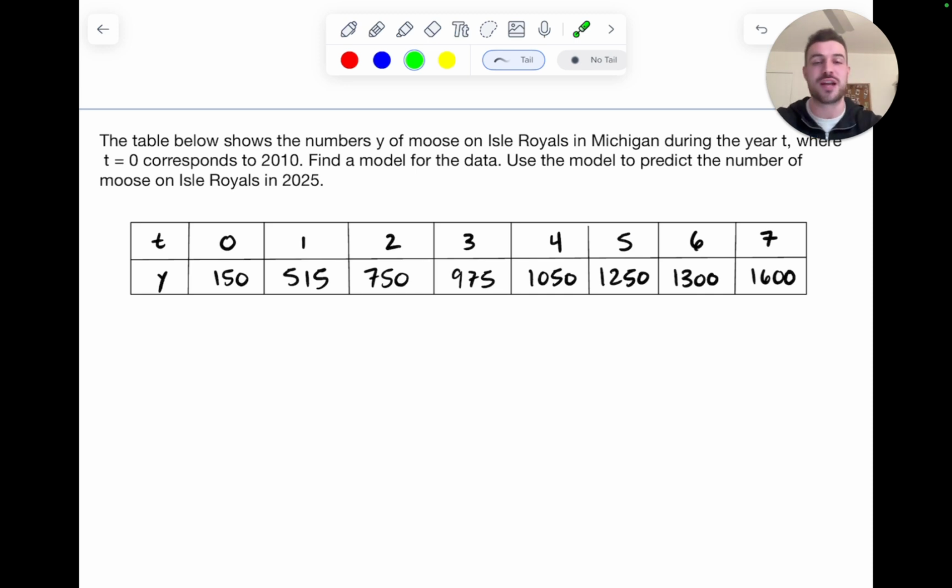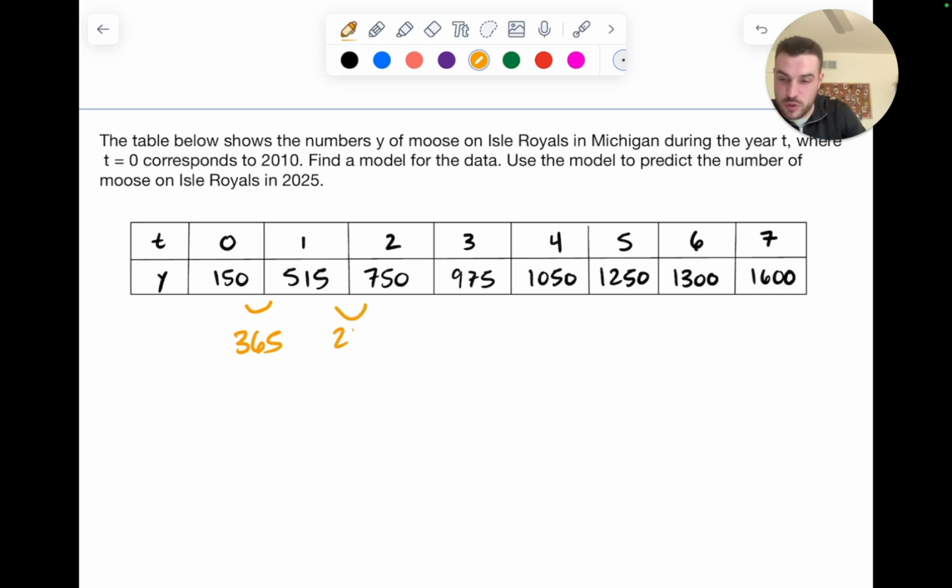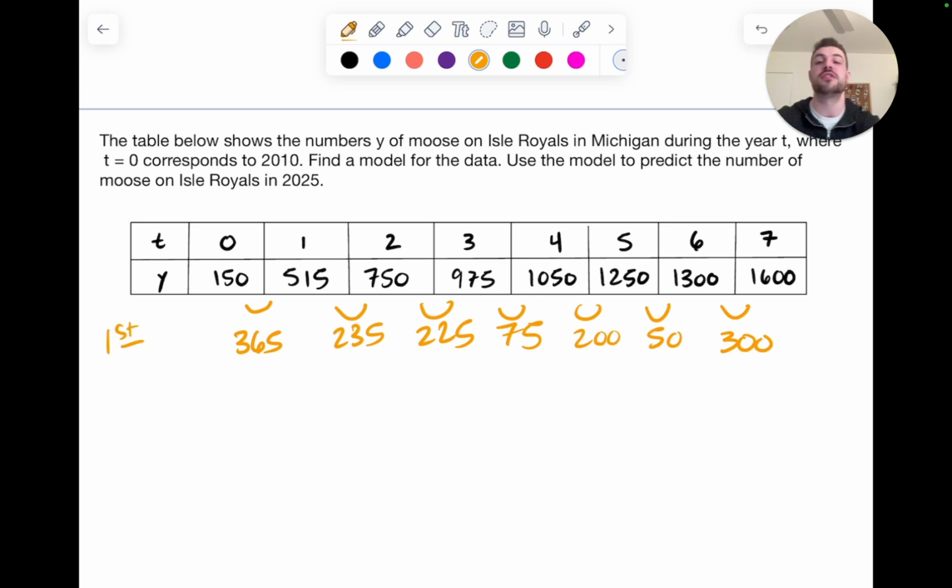Now, I'm going to try to use finite differences. And I'm going to show you that it doesn't always work with real data. So if I take a look at some of these values, the difference between these two is 365. The difference between these two is 235, then 225, then 75, then 200, then 50, then 300. So this is my first difference. My first difference was not a constant, so it tells me that the degree of the polynomial that best fits this data is not going to be linear, at least for now.